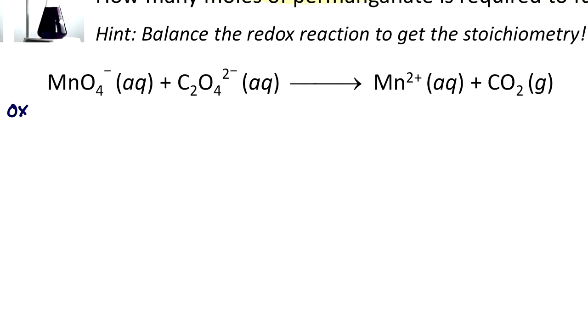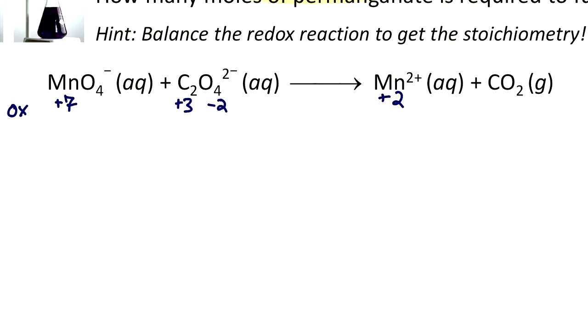So in permanganate, manganese has an oxidation number of +7 because oxygens are -2. Oxygen in oxalate is -2. So what's the oxidation number of one of those carbons? +3. Because there's 2 carbons, so +3 becomes +6. There's 4 oxygens, so a total of -8. 6 minus 8 equals -2. Great. Manganese on the product side has an oxidation number of 2.